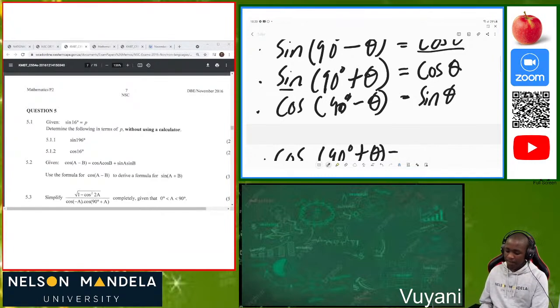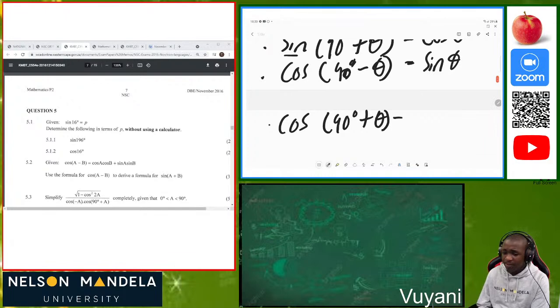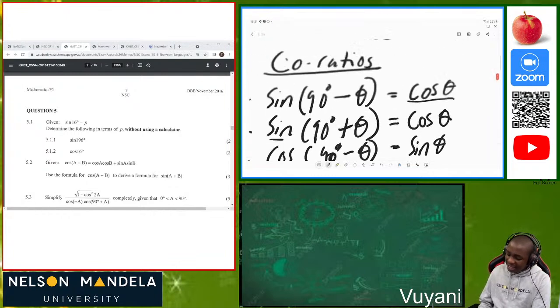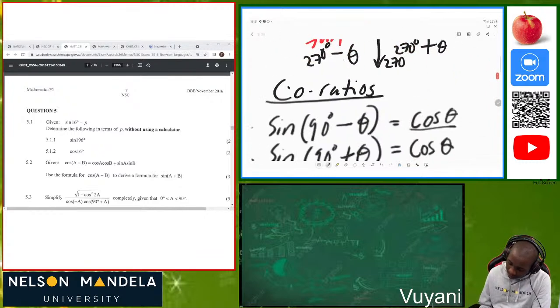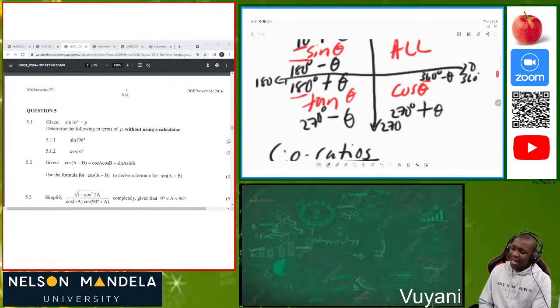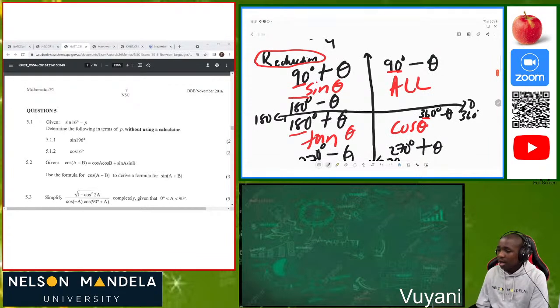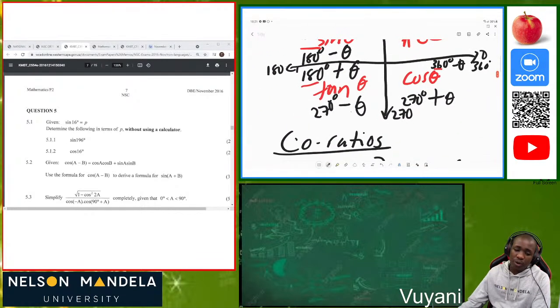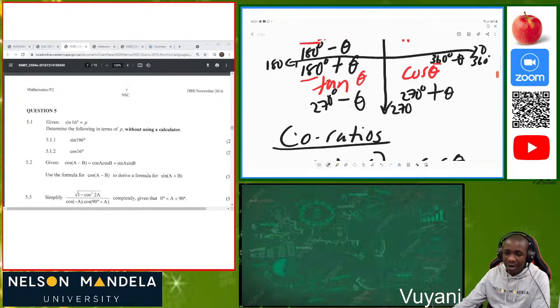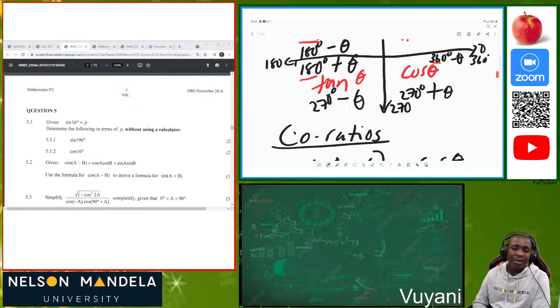They always change. Now we have cos of 90 degrees plus theta. The first thing which we do, we look at what we have inside the brackets. In this instance, we have 90 degrees plus theta, which is in the second quadrant. Now, is cos negative or positive in the second quadrant? Cos in the second quadrant is negative. Only sine is positive, which means its co-ratio is going to be negative. So the co-ratio of cos of 90 degrees plus theta is going to be negative.